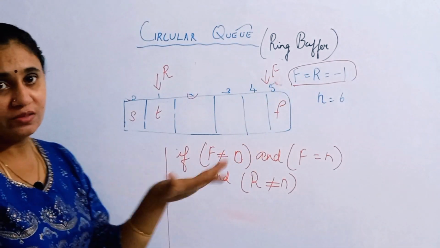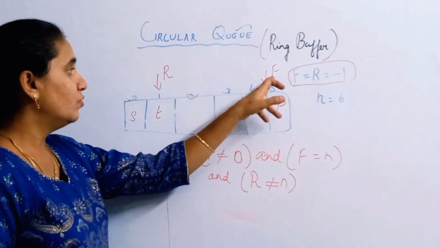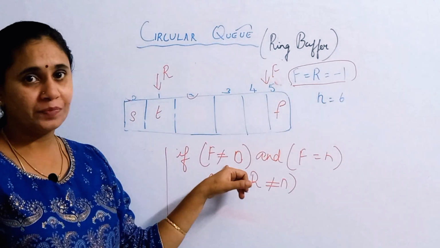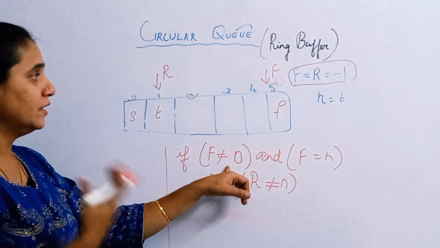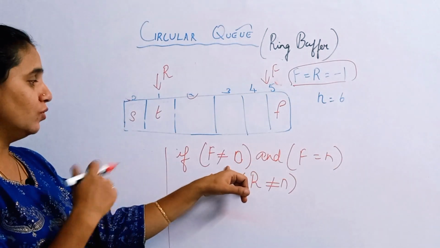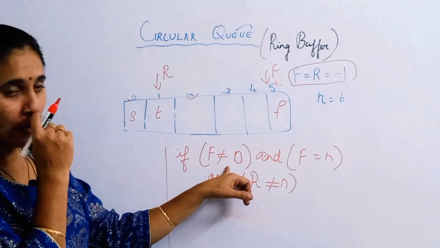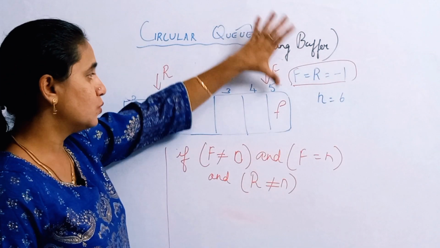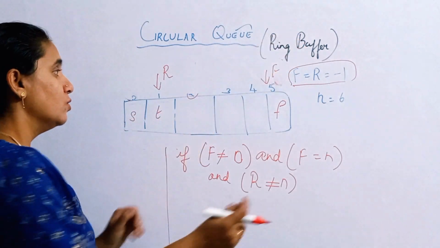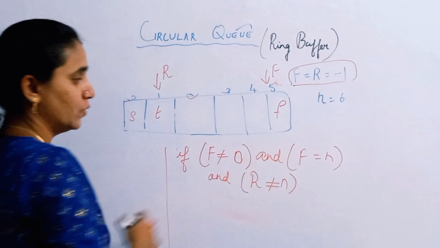So, first let me check the front pointer. Front is not equal to 0, isn't it? So front is not equal to 0, meaning there are certain elements present before 0. Now, what is f? f is equal to n because f is pointing to the last element of the queue. So now both the conditions are satisfied.